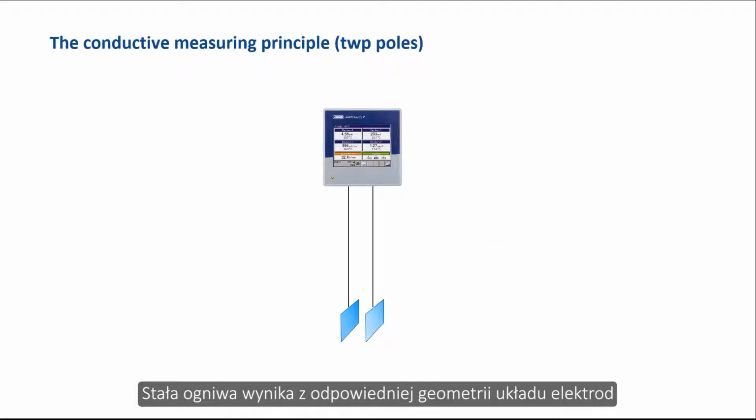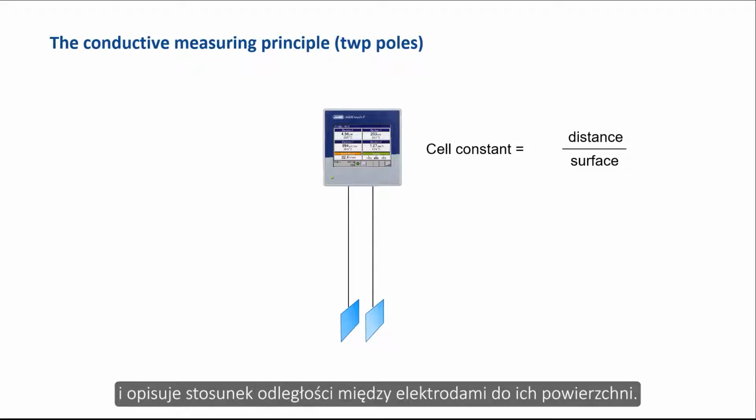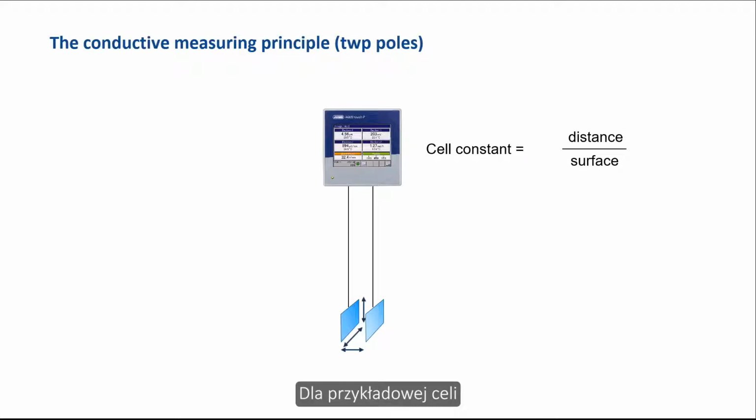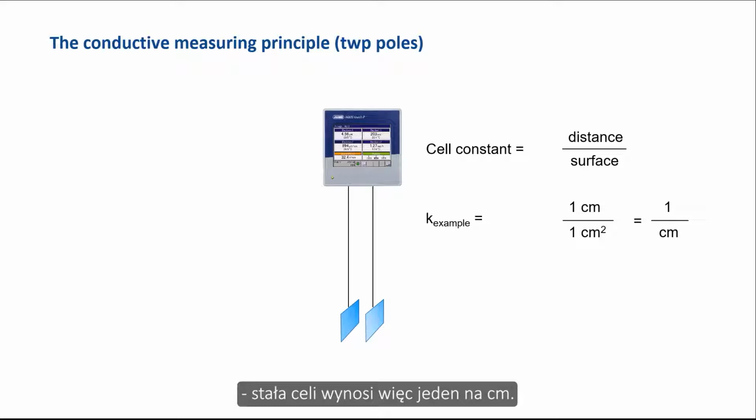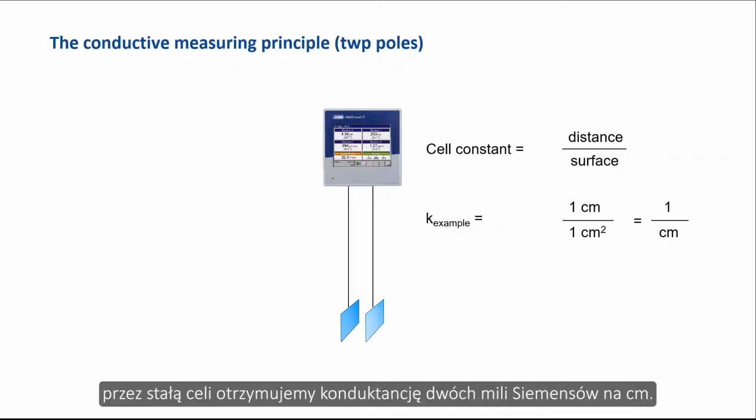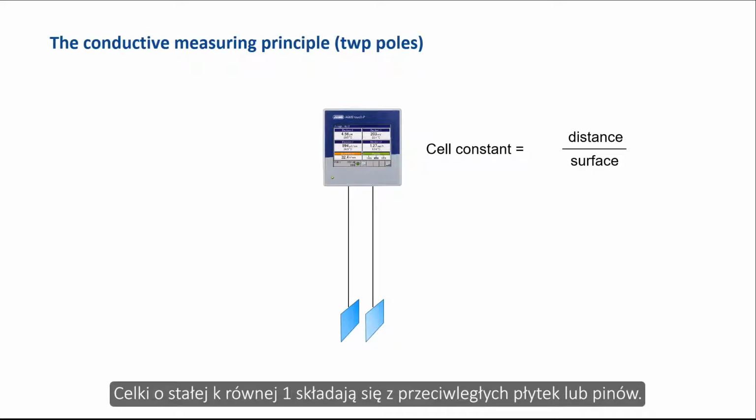The cell constant results from the respective geometry of the electrode arrangement and describes the ratio of the distance between the electrodes and their respective surfaces. For the cell in the example, the ratio is 1 cm divided by 1 square centimeter. The cell constant is therefore 1 per centimeter. Multiplying the measured conductance with the cell constant results in a conductivity of 2 millisiemens per centimeter. Cells with a cell constant K of 1 consist of opposing plates or pins.